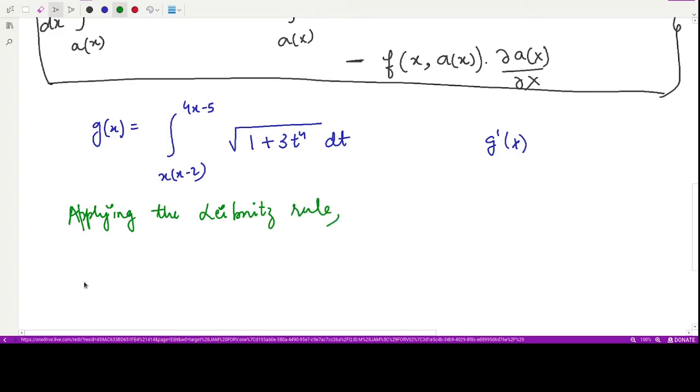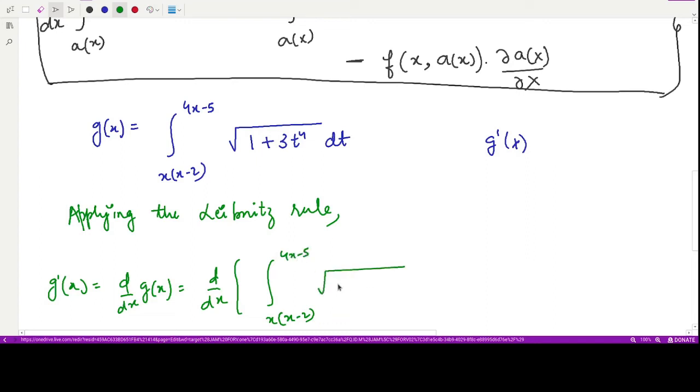So according to this rule, we have g dash x as the derivative of g of x, which is the derivative of this whole quantity, this integral: the integral from x minus 2 to 4x minus 5 of square root of 1 plus 3t to the power 4 dt. Now let's apply this formula.